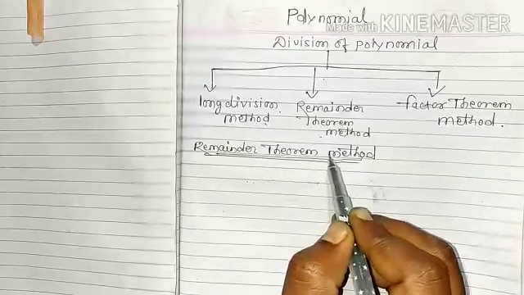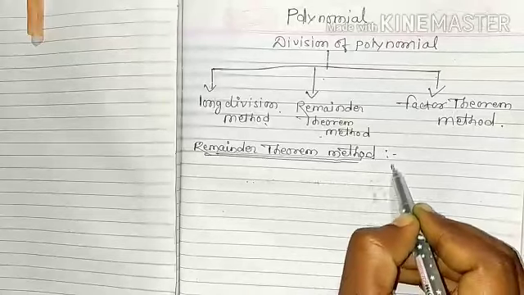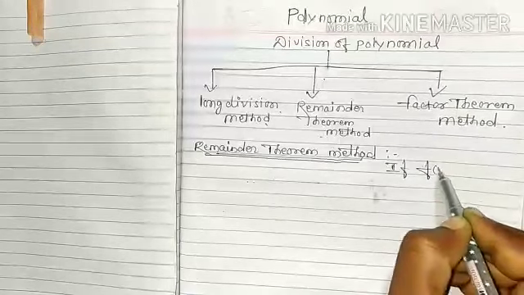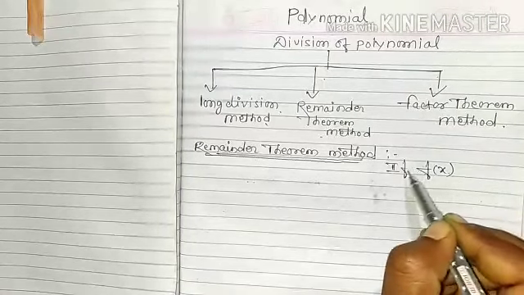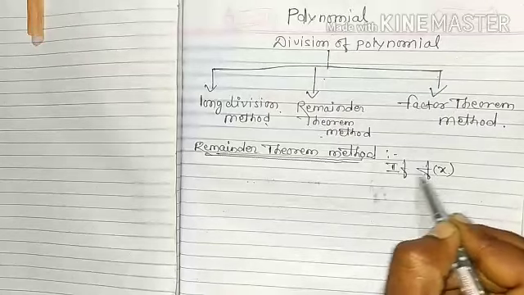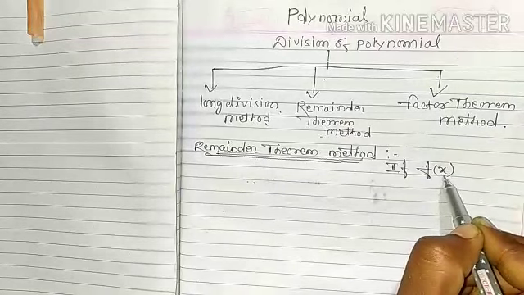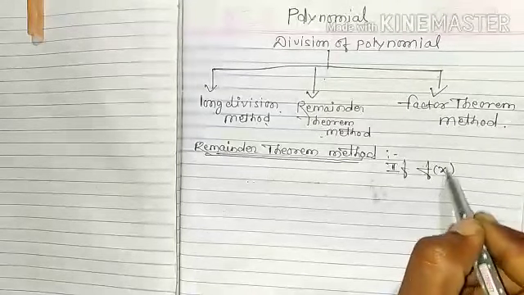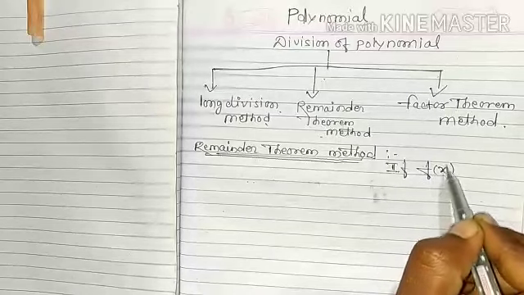Remainder theorem method. What is the remainder theorem method? If f(x) is any polynomial with variable x, f denotes the polynomial, and the x inside the brackets is the variable of the polynomial.